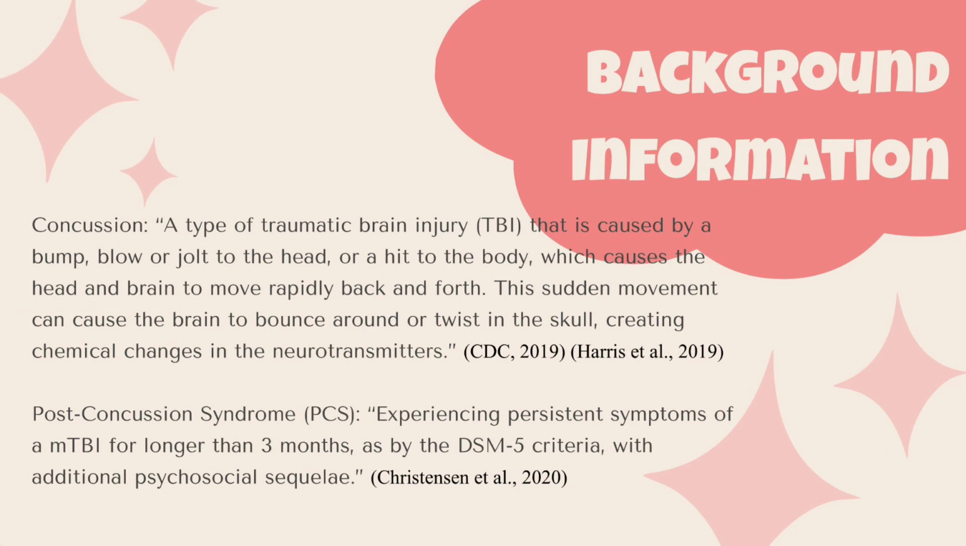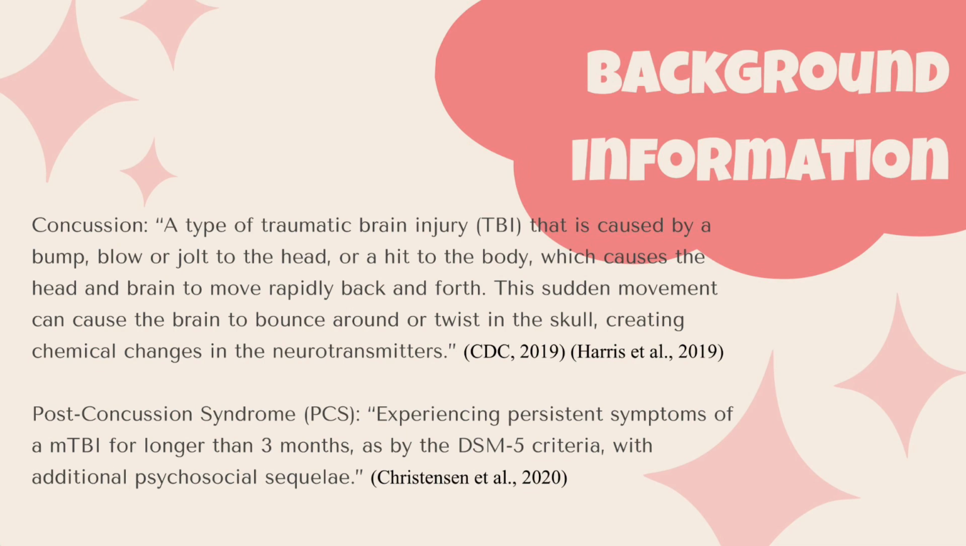According to the Center for Disease Control and Prevention, otherwise known as the CDC, as well as Harris et al. in 2019, a concussion can be defined as a type of traumatic brain injury, or TBI, that is caused by a bump, blow, or jolt to the head, or a hit to the body, which causes the head and brain to move rapidly back and forth. This sudden movement can cause the brain to bounce around or twist in the skull, creating chemical changes in the neurotransmitters. It is important to note that a concussion is a form of a mild traumatic brain injury, or MTBI.